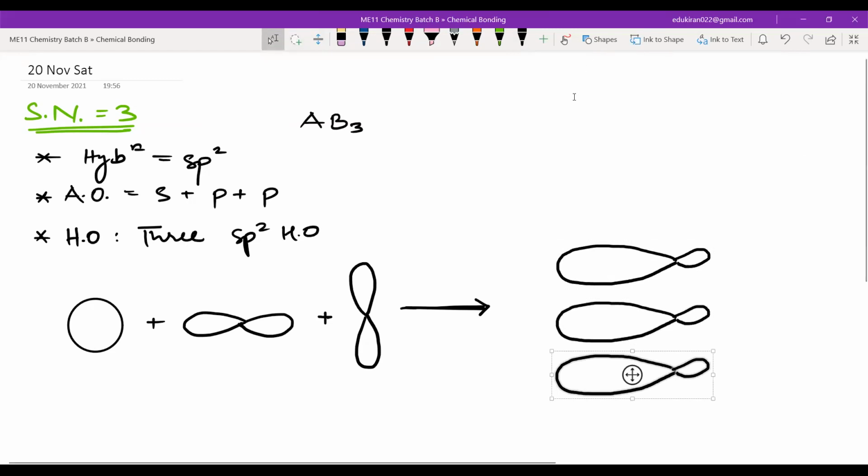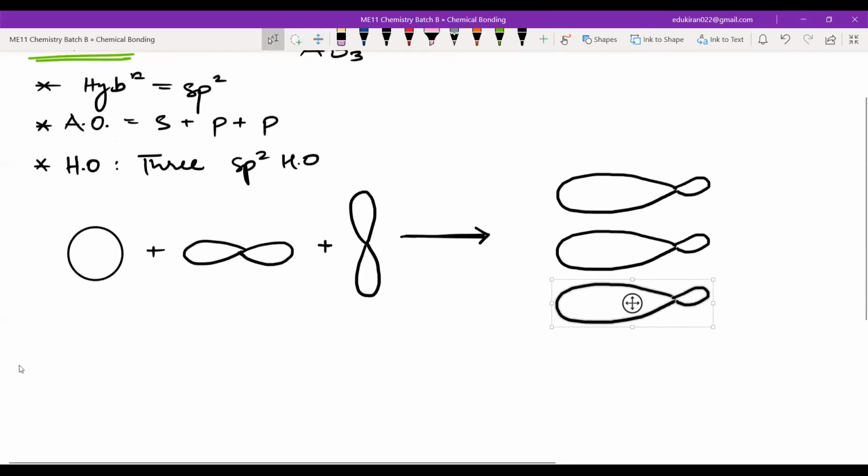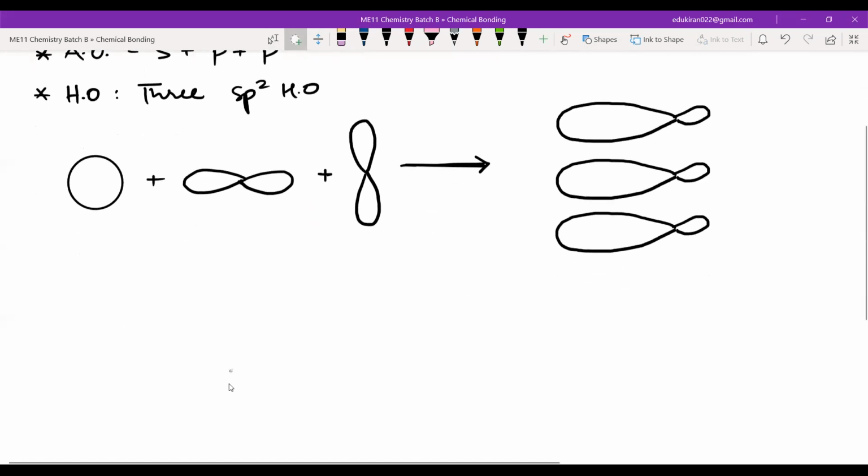Now our job is to arrange them in such a way that they have the least repulsion and the maximum distance between them. So if you have 3 balloons and you tie them together, what kind of shape would they acquire? You're tying them in between, so let us say this is your knot. Here you have the knot.